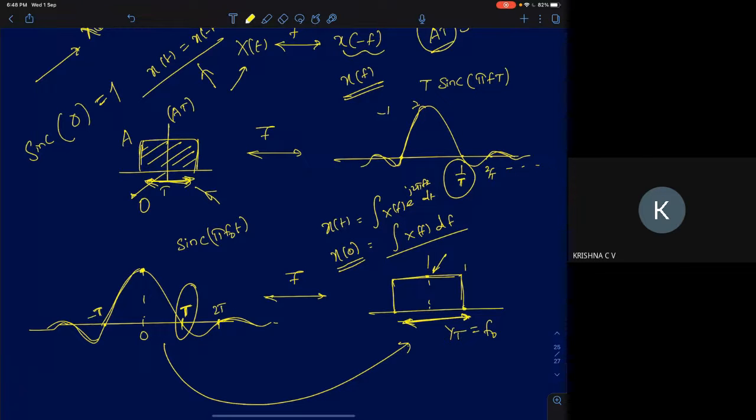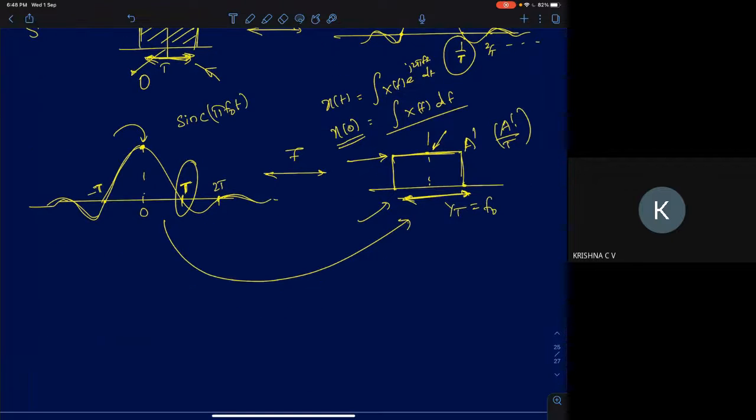So if you know x of 0, since it's a pulse function, let the amplitude be a dash, then a dash by t is the area under this graph. That should be equal to the value at origin, the value at t equal to 0. So from that, if you know this sinc function's amplitude, you can easily calculate the amplitude of the pulse function. And vice versa. If you know the pulse function's amplitude, you can calculate the sinc function's amplitude.